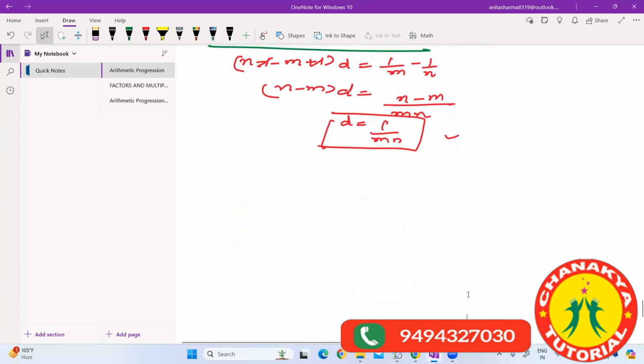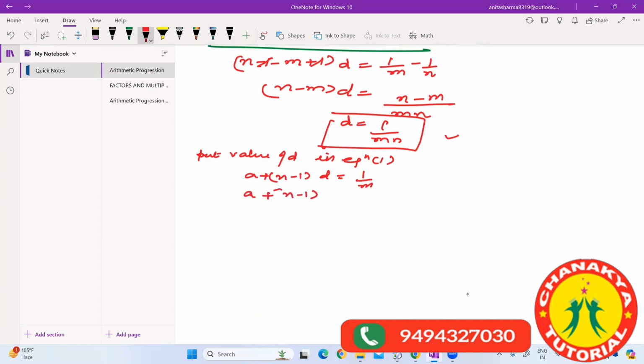Now, children, after getting the value of D, you will put the value of D in equation 1. Equation 1 was A plus (n minus 1) into D is equal to 1 upon m. Right, beta? So now put here A plus (n minus 1) into D, where D is 1 upon mn, is equal to 1 upon m.